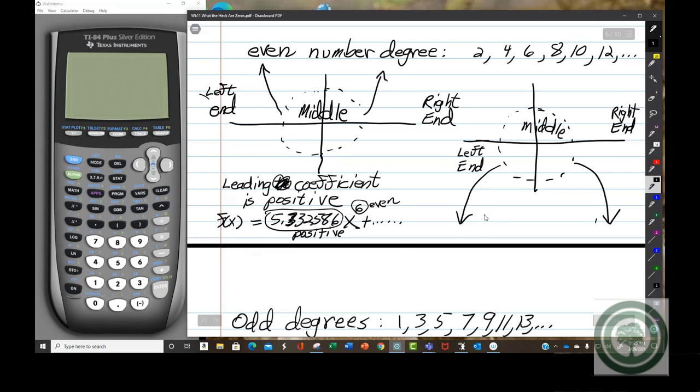But if that number is negative, and the degree is even, and this number is negative, and I'm tired of saying f of x, let's say g of x for a while. It's going to look like this out on the ends. I don't know what it's going to look like in the middle, but out on the ends, it's going to go down forever in both directions. Out on the left and out on the right.